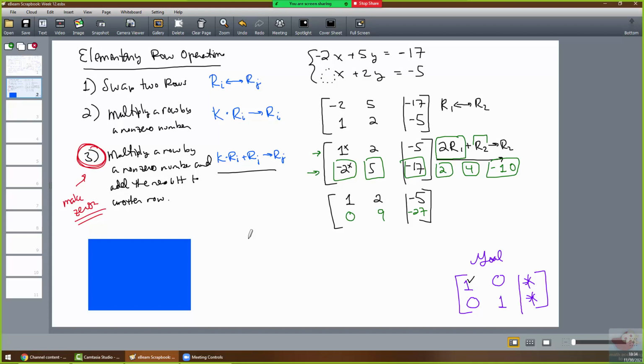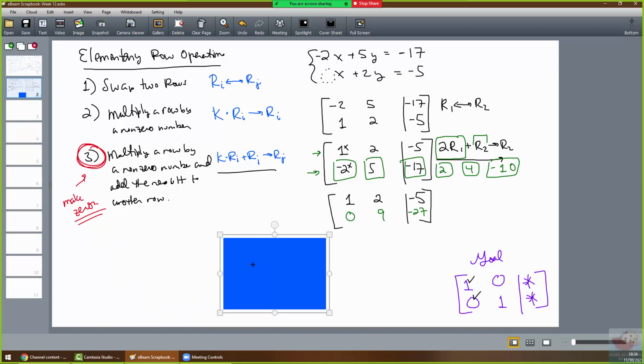Comment number 2. We have completed column 1: 1, 0. As we go on, this column should not change if you do things correctly. So one more time, all we did was we ignored everything but the first column. We made our 1, then we made our 0. Now we move on to the next column.